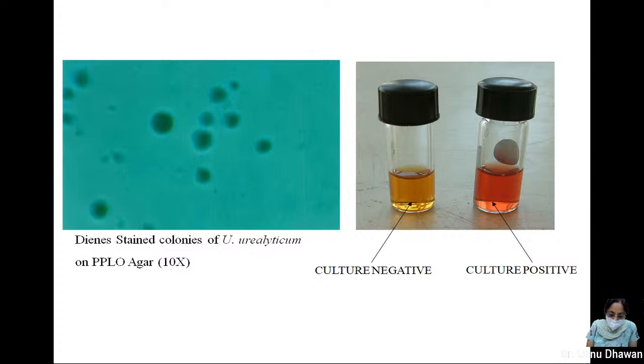So these two pictures show you the growth of Ureaplasma on solid media, that is PPLO agar, where you can see the fried egg colonies, Dienes stained, and in the liquid media, the PPLO broth, where you can observe the color change into pink, reddish pink.